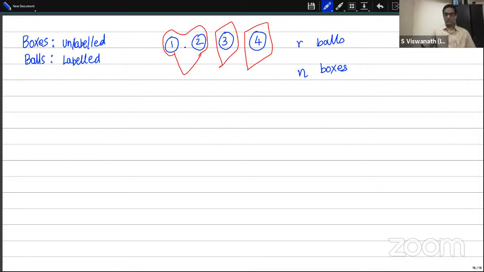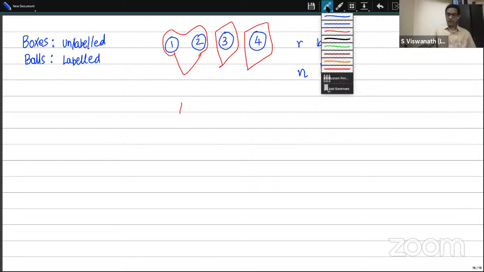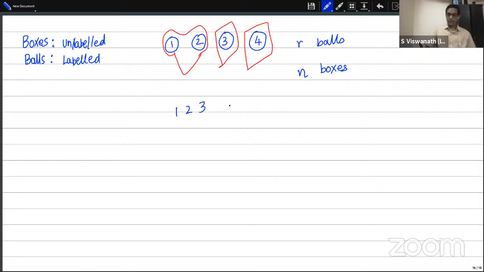So this is one possible configuration that I'm talking about, of distributing 4 labeled balls into 3 boxes. So what would be another way of doing it? I could put the balls 1, 2, and 3 together into one single box. I could put 4 into a box and I could keep the last box empty. So you can think of this as another way of dividing these into 3 boxes. One box is empty, one box has 1, 2, 3, another has 4, and so on.